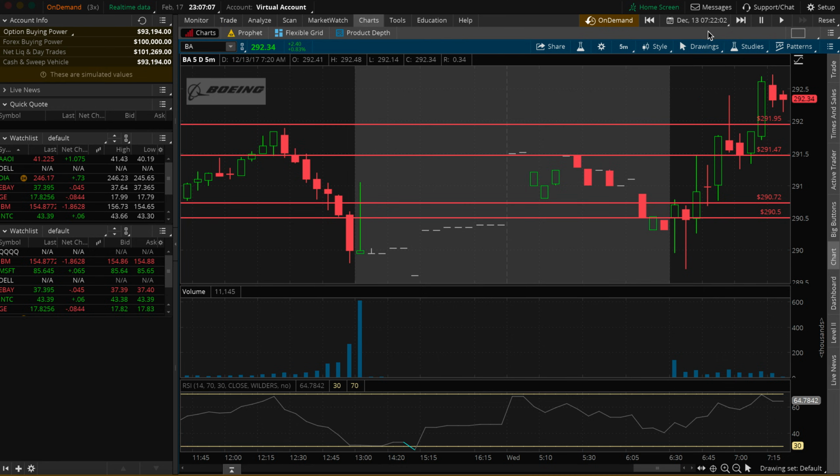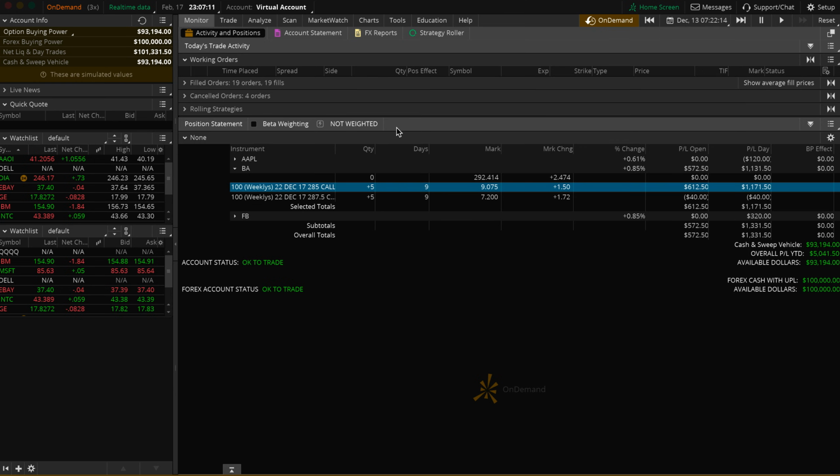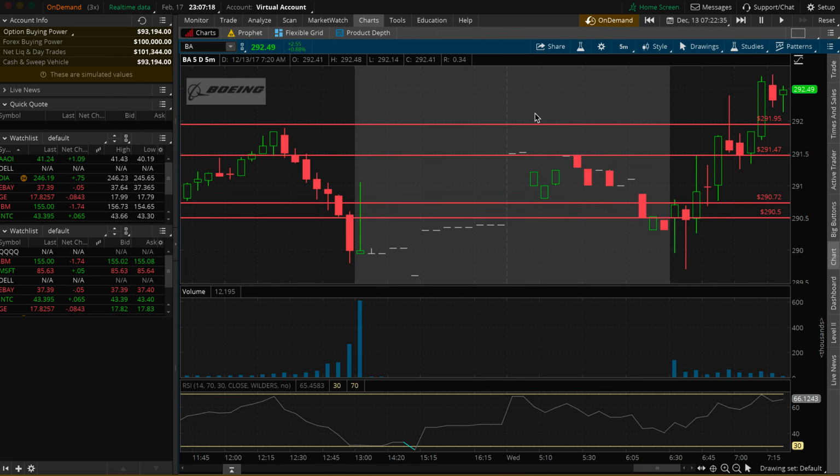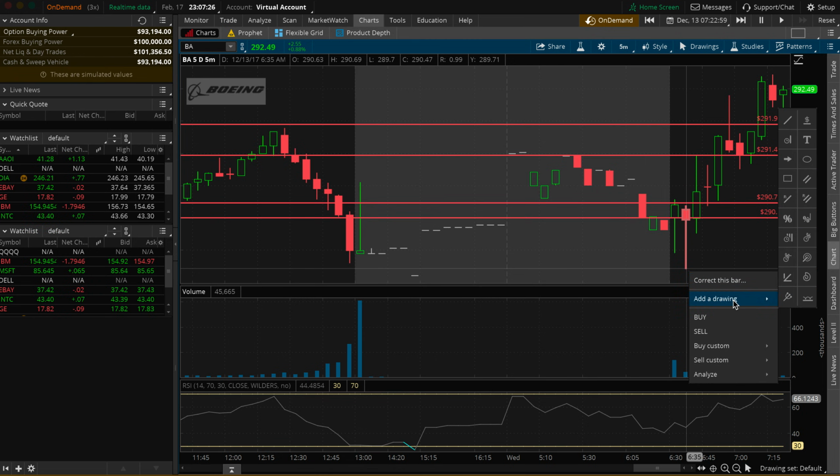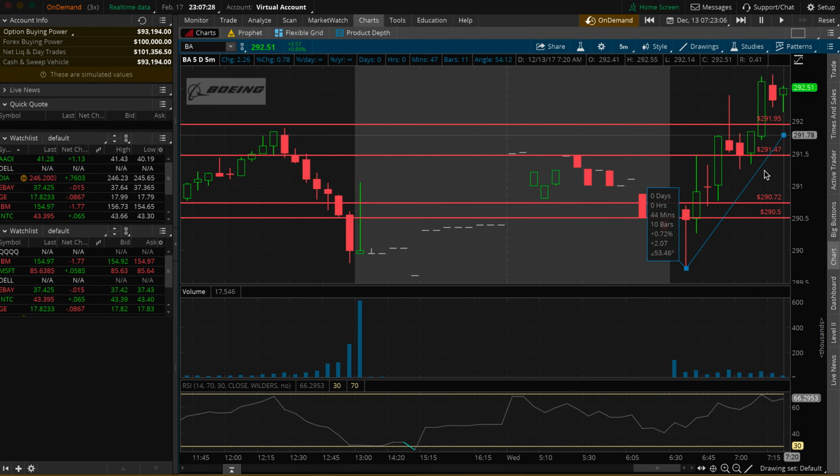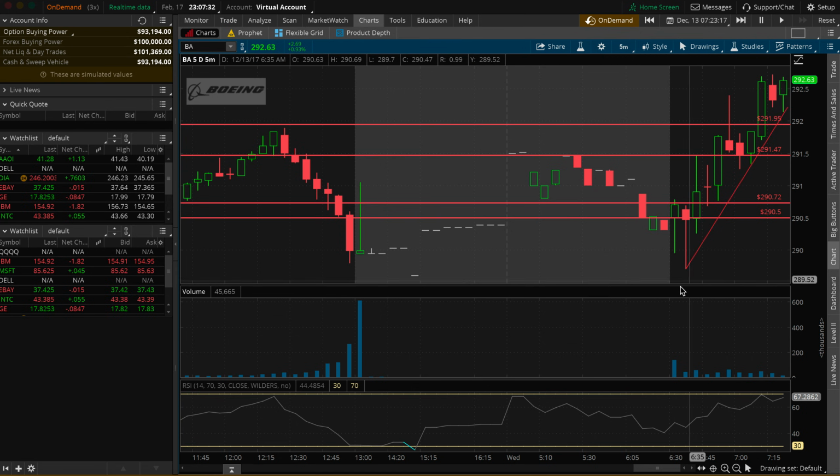So this is almost an hour in. It's 7:22, and we have $1,000 profit. So we could close that out if we wanted to and just walk away, but this uptrend is pretty solid. So we could draw that trend line and see if it keeps going.